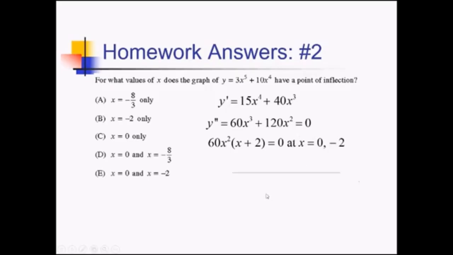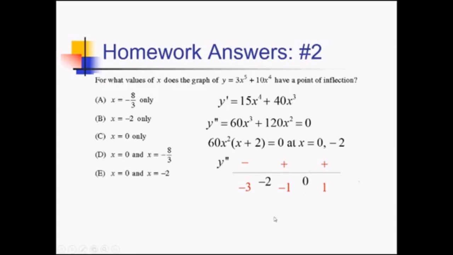So going to our y double prime sign chart here, we've got negative 2 and 0. And doing some sign analysis, something less than negative 2, let's try negative 3. Now when you're doing your sign analysis, this 60x squared is always going to come out positive, so you can just ignore it and focus on the x plus 2. Plugging negative 3 into that, that's going to be a negative. And then something between negative 2 and 0, like negative 1. Plugging that in, negative 1 plus 2 is positive. Something bigger than 0, like 1, 1 plus 2, also positive.